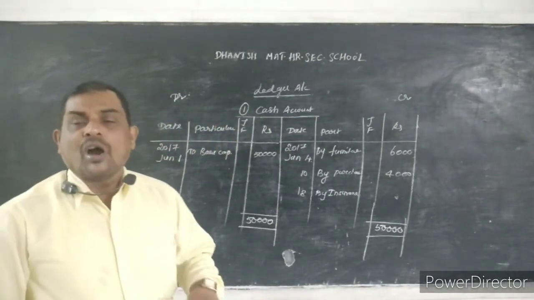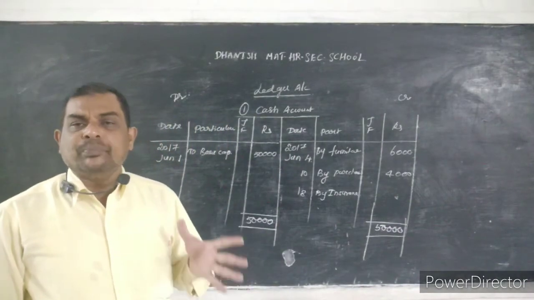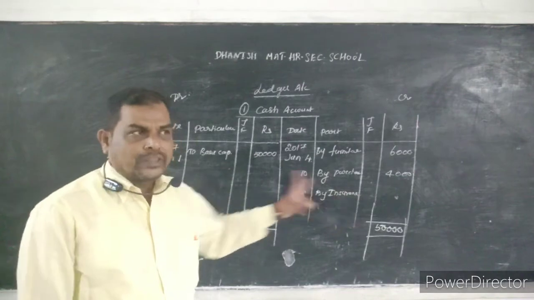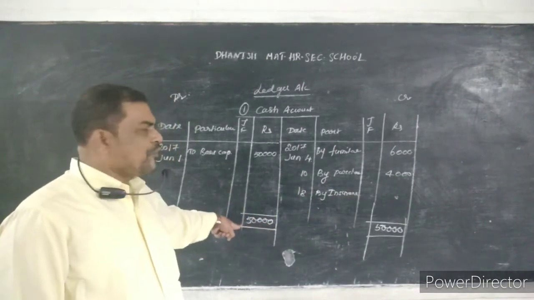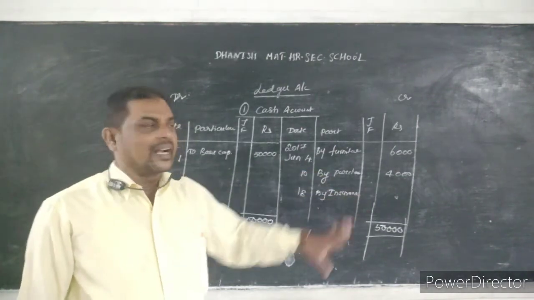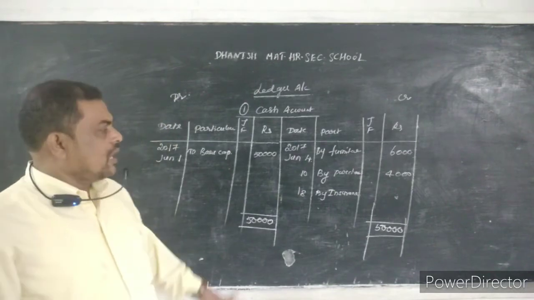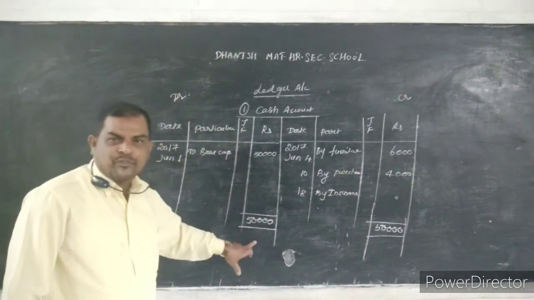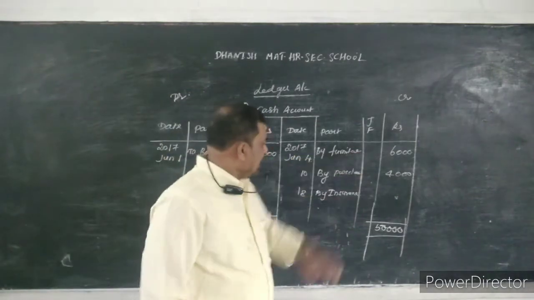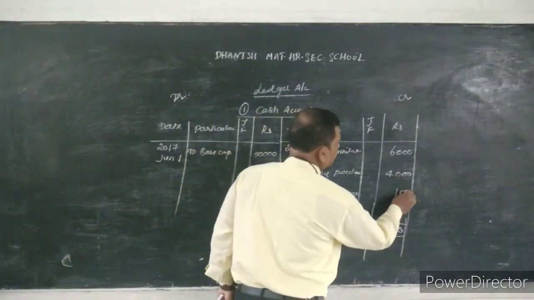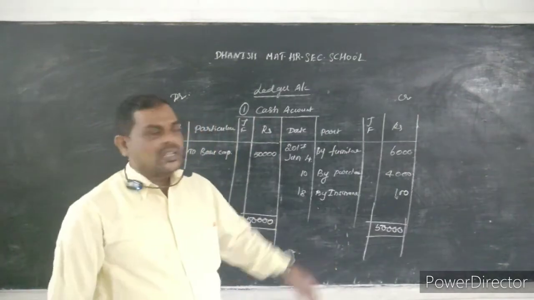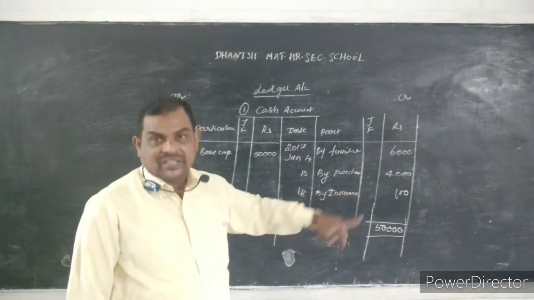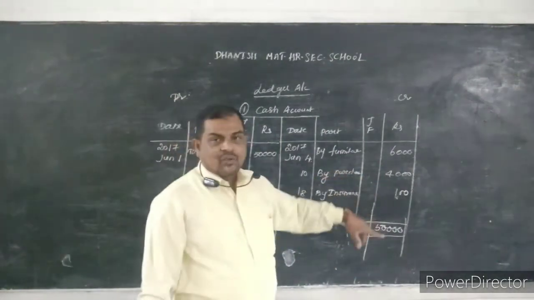So balancing is how to balance it. Whichever side has the bigger amount, that amount should come on both sides. So here 50,000, the same 50,000 will come on the credit side also. Now what do we have to do? Here 50,000 is there, we put 50,000. But here the amount available is less than 50,000, so we have to make it 50,000 equally. For that, what do we have to do?